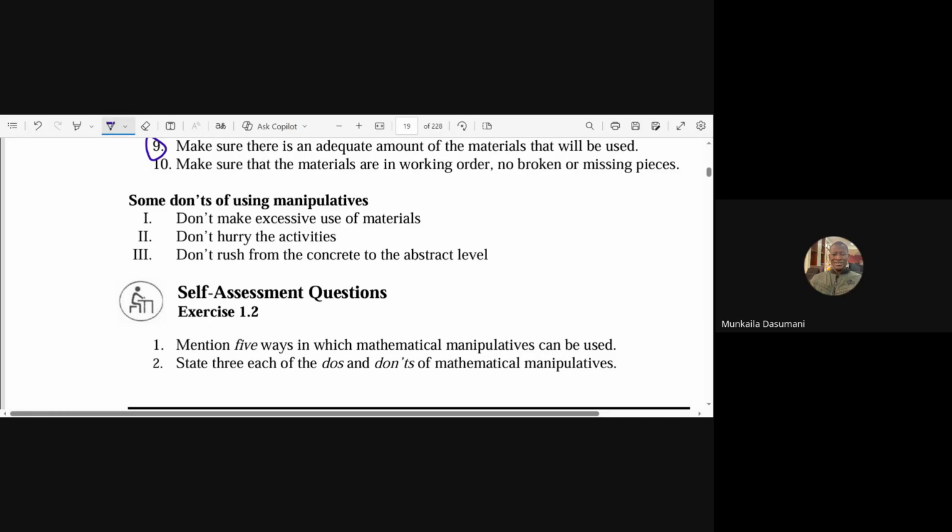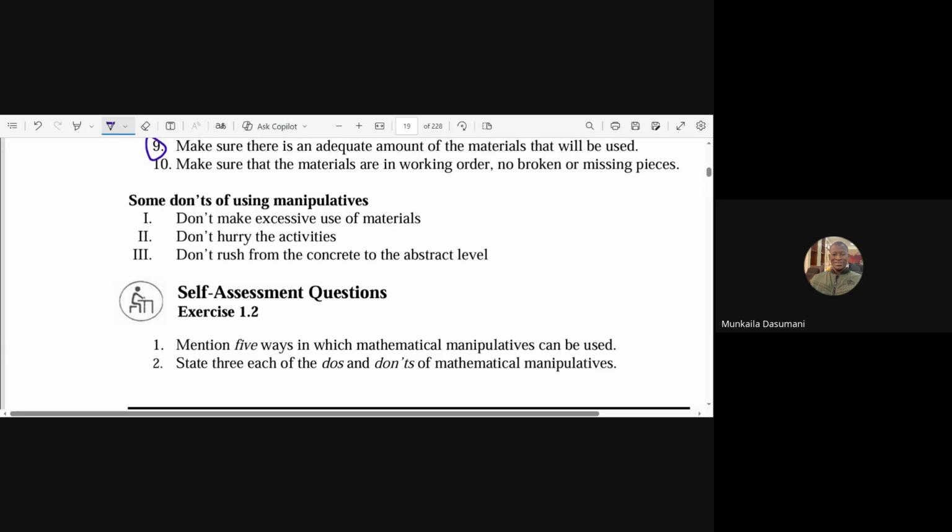Yeah, you don't have to hurry the activity with the children. You need to take your time and then explain it to them. Let them get the concept well so that they will be able to understand. Otherwise, when you rush, they will not be able to get the concept right. All right. Thank you. So do not hurry. That's very good.